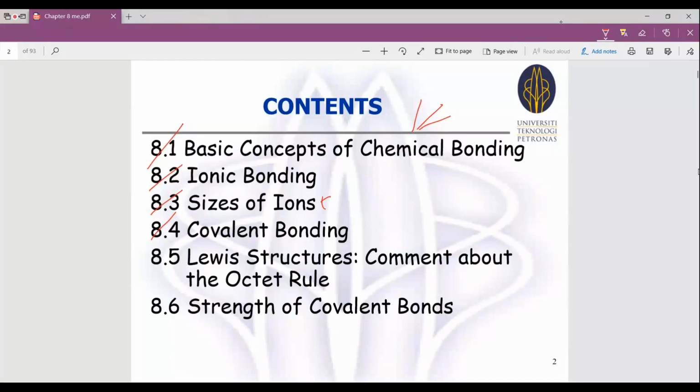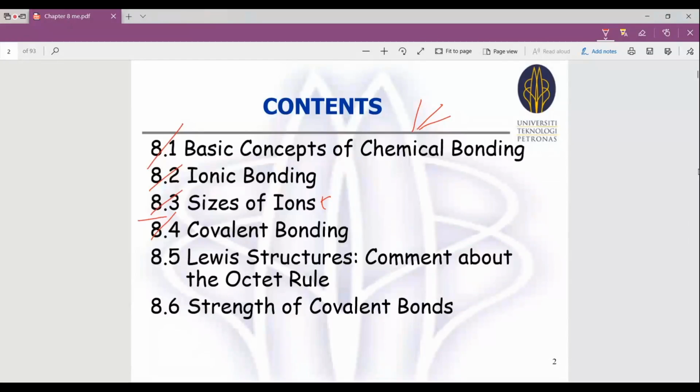If possible, I will try to settle 8.1, 8.2, and 8.3 by today. And then for 8.4, the covalent bond, I will continue next class.